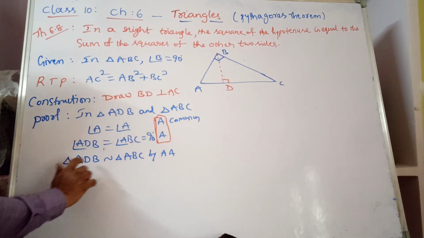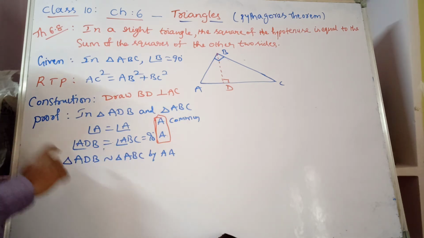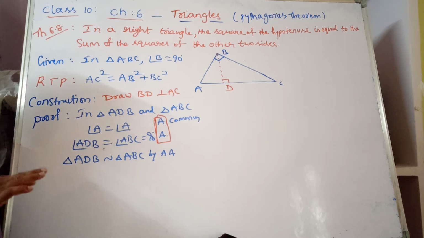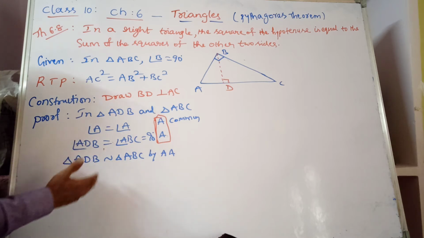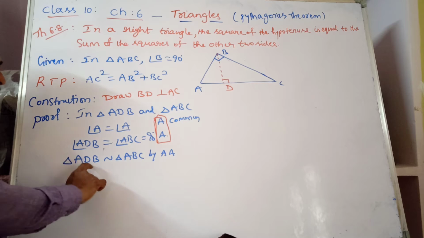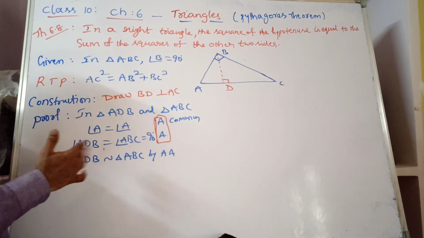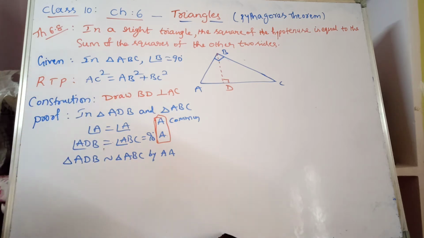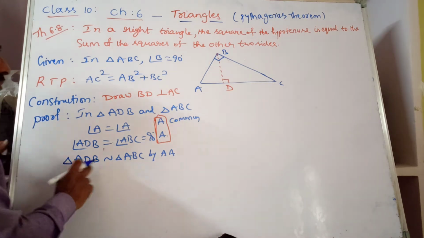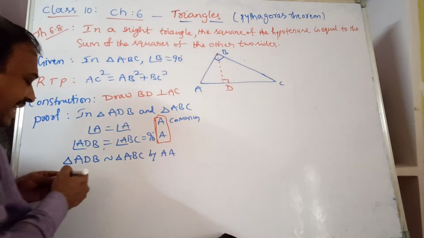Or, without proving this, you can simply write triangle ADB is similar to triangle ABC by theorem 6.7. That also you can write. By proving this you can continue, or else write ADB is similar to ABC by the previous theorem, that is theorem 6.7. So here ADB is similar to ABC by AA similarity.